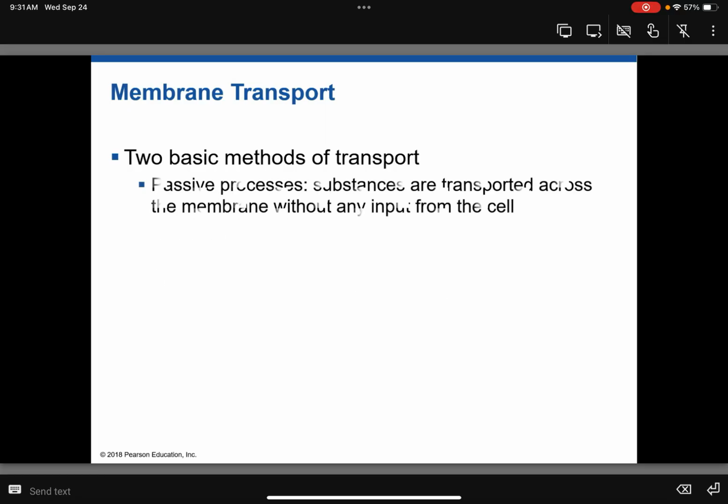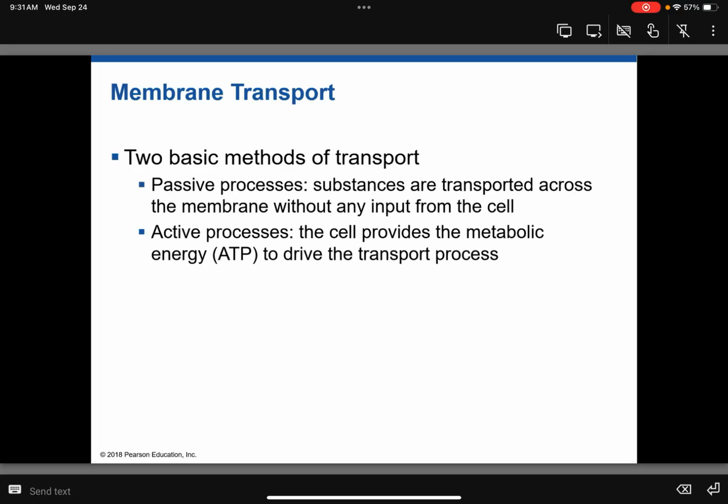Two types of transport that we are going to talk about are passive and active. In passive transport, substances are able to cross the membrane without any energy input from the cell. Water can cross the membrane pretty easily without having to have any energy. And then active processes require an input of energy called ATP in order to transport substances across the membrane.